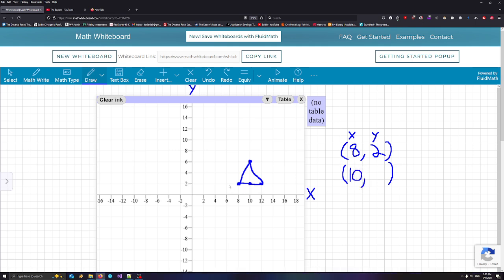and y is 2. And same thing for the other points. See if you can solve those for yourself real quick while I write them down as well.